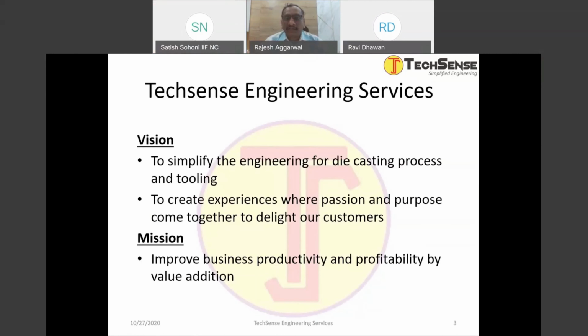And to create experiences where passion and purpose come together to delight our customers. Our mission is to improve business productivity and profitability by value addition to TechSense as well as to all our customers.